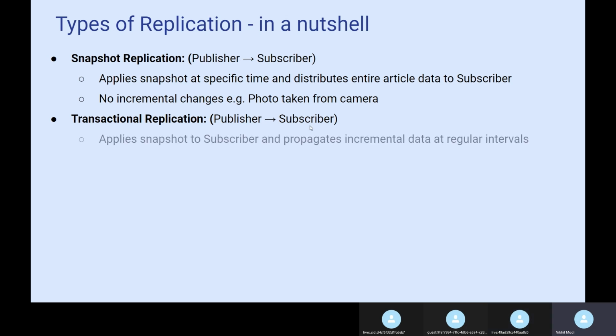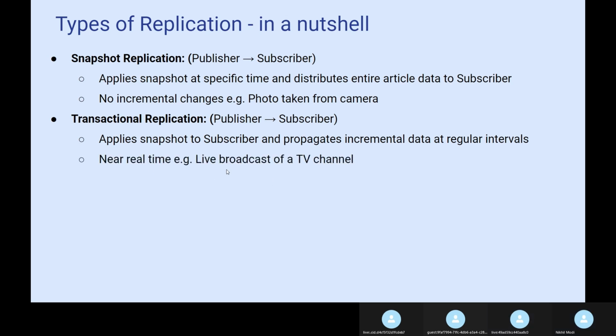Transactional is publisher subscriber, same. So here also in transactional, you start with a snapshot, because initially we need to get the data from the publisher to the subscriber to sync it. So you apply the snapshot, and the snapshot is applied to the subscriber. But then you also have the incremental data at regular intervals. Maybe it can be continuous, or every 2 minutes, 5 minutes, depending upon how you want. It's near real time, like live TV, any news channel that you see. It's like a live TV.